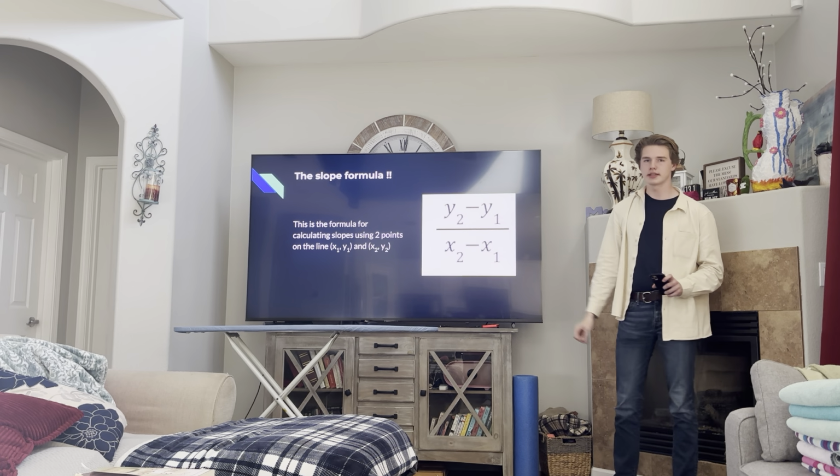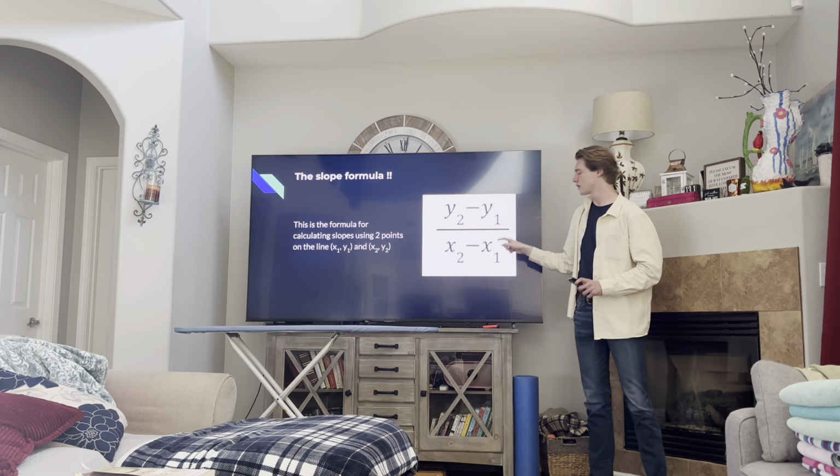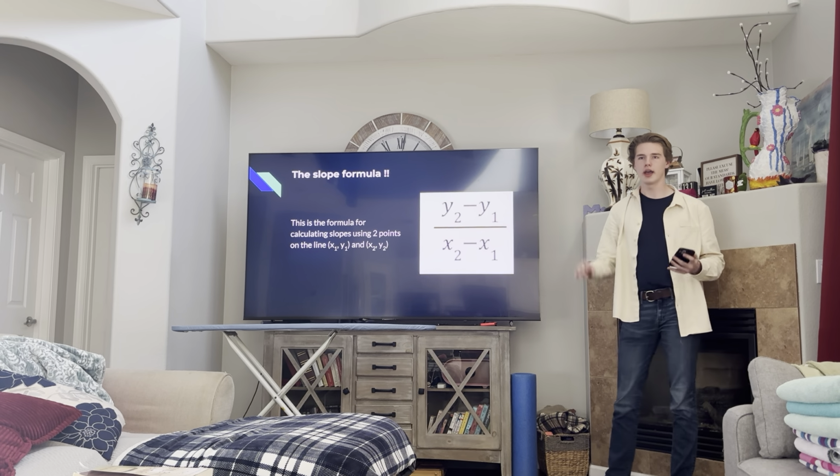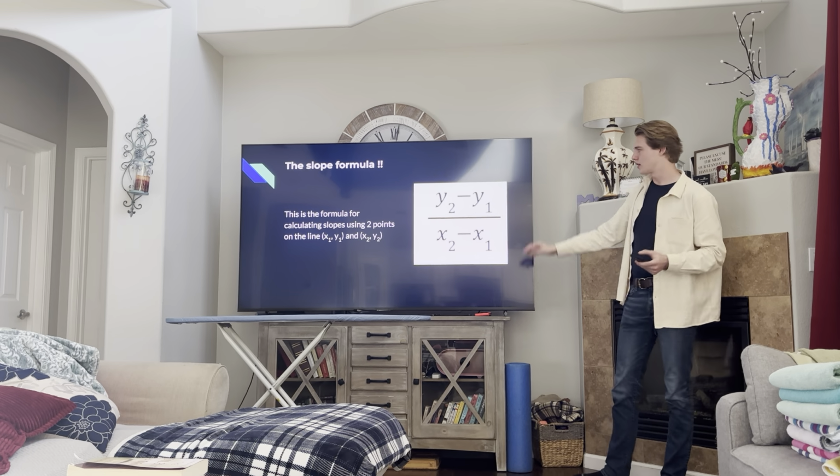Sounds scary, right? This is just saying you have two points. You subtract the difference in their height, and you subtract the difference in their horizontal distance from each other, and you divide them, and you get the slope. It's really easy, right? So, tell me the slope of that line.